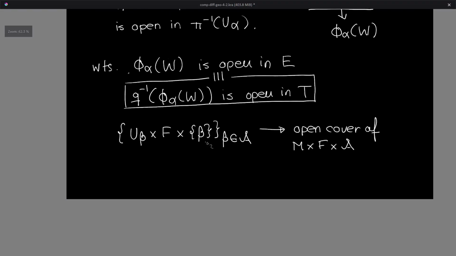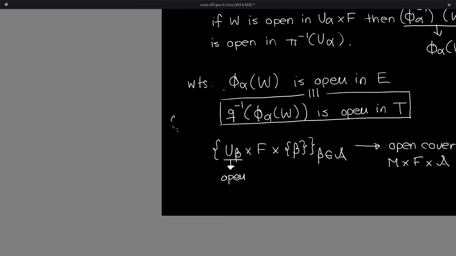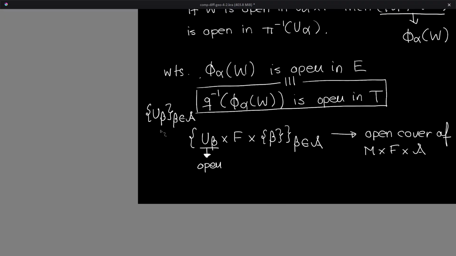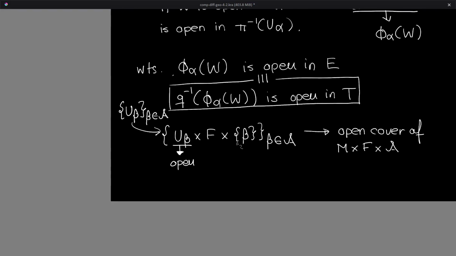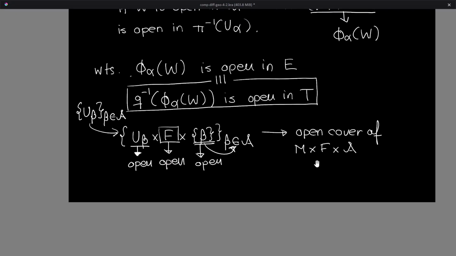The reason I can say that is because, first of all, they're all open. These are from the coordinate charts, right? So these are all open sets in M. This is from that U beta, beta an element of A. So these are all open. We get every beta in A, and we know that these singleton sets are open, right? And F obviously covers F, and is also open in any topology on F. So this is an open cover of M cross F cross A.